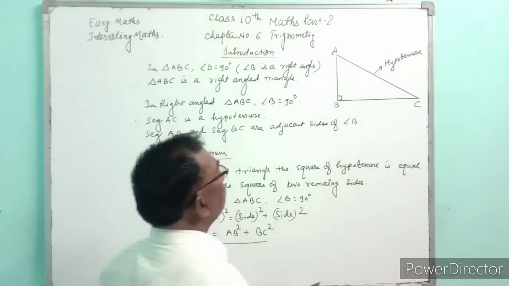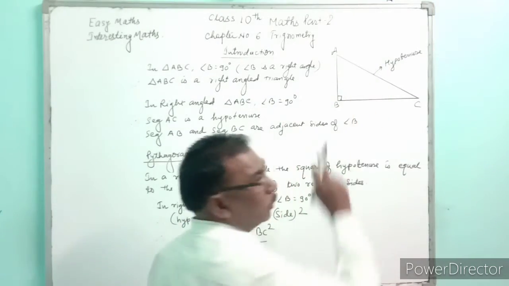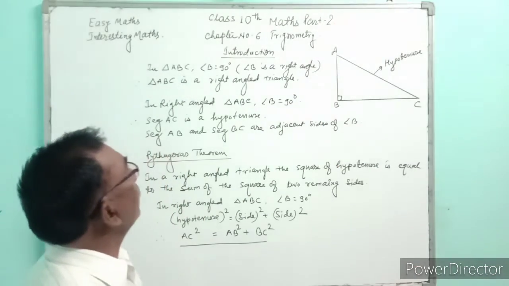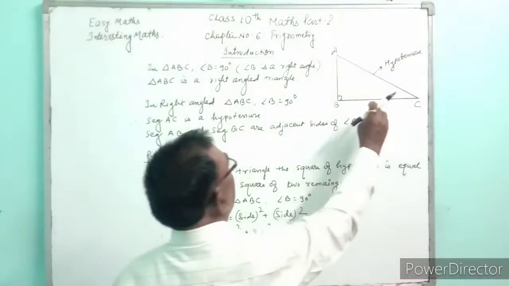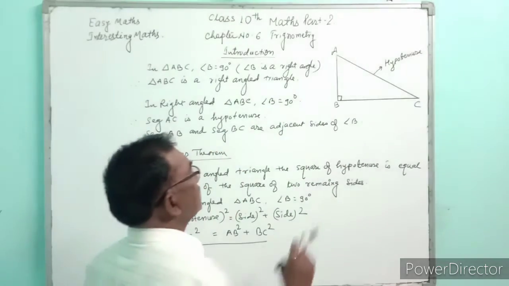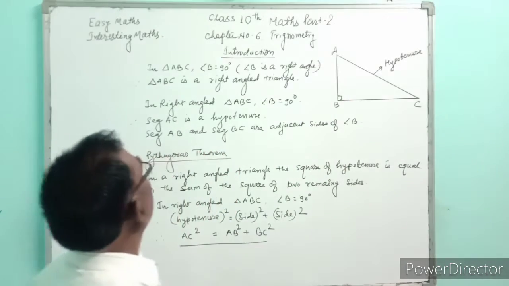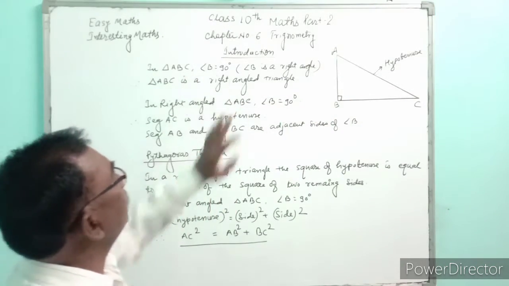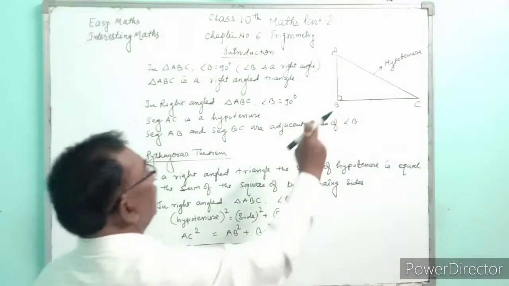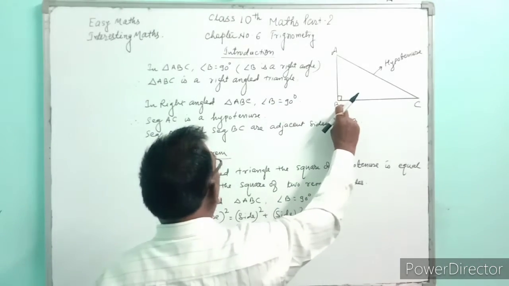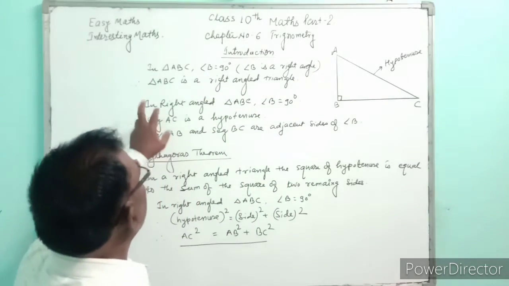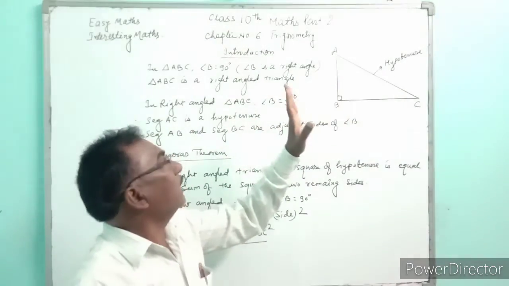In a right angle triangle, the side opposite to the right angle is called the hypotenuse, and these two remaining sides are called the adjacent sides of angle B. So in triangle ABC, the measure of angle B is 90 degrees. So angle B is a right angle. So triangle ABC is a right angle triangle.